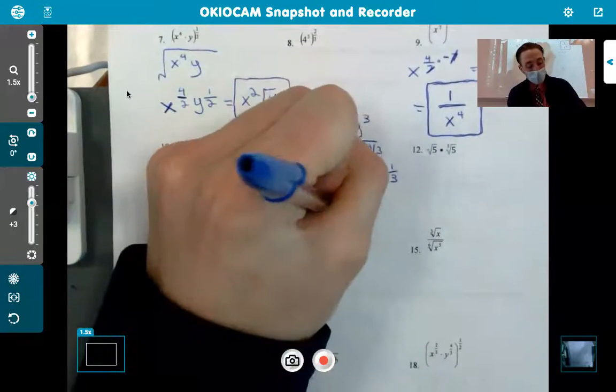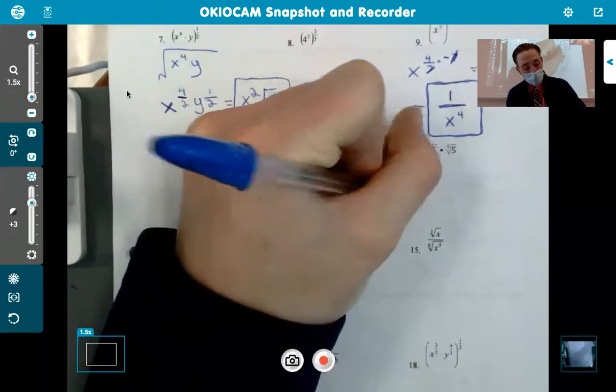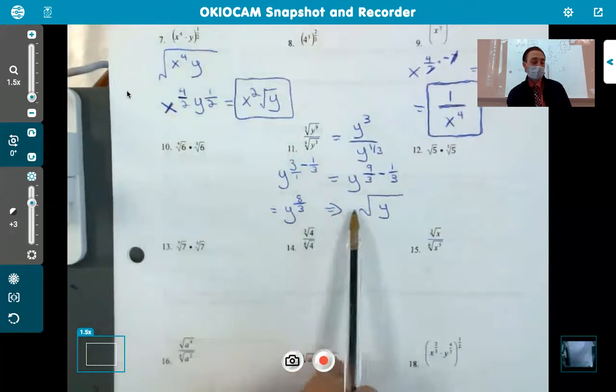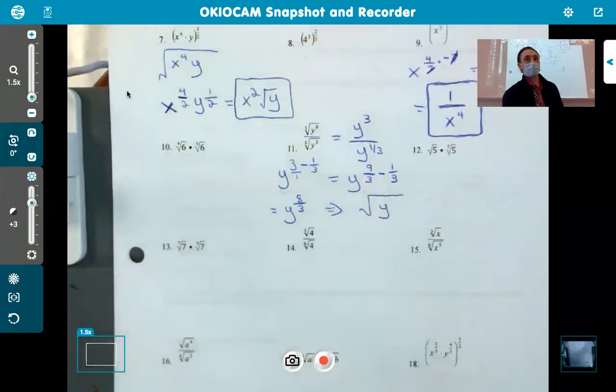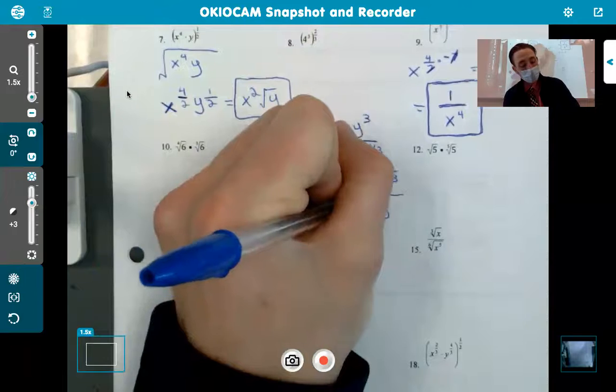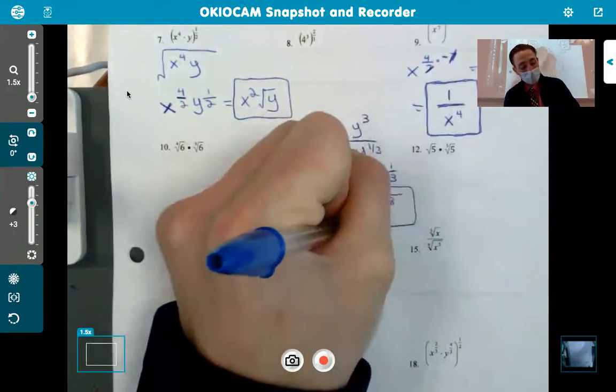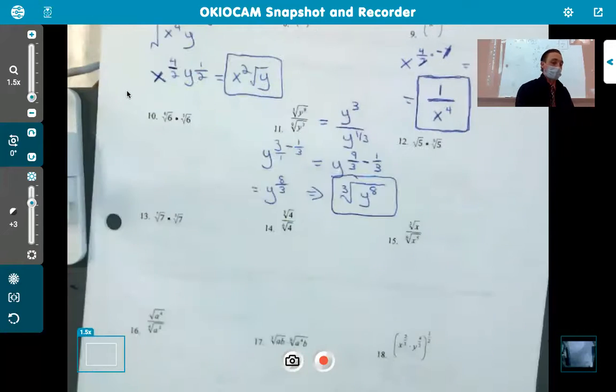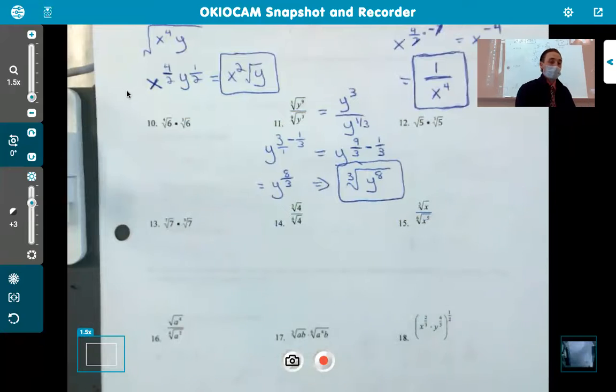Good. So if I'm rewriting it in radical form, which number is my index and which number should be on the inside as my exponent? Good. 3 is my index. 8 is my exponent. It's always the denominator is the index. That's going to go on the outside. Numerator is the power, which goes on the inside. Good stuff. Any questions about that one?